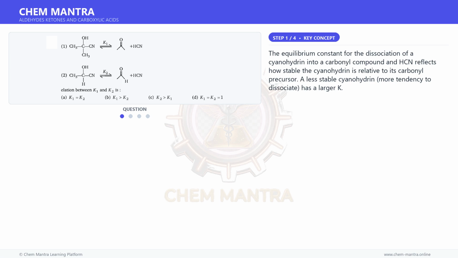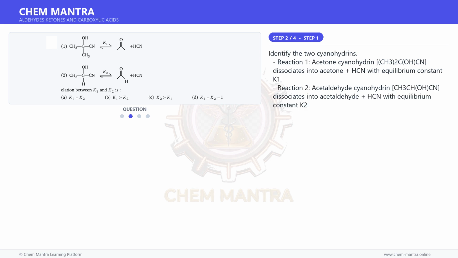The equilibrium constant for the dissociation of a cyanohydrin into a carbonyl compound and HCN reflects how stable the cyanohydrin is relative to its carbonyl precursor. A less stable cyanohydrin, with more tendency to dissociate, has a larger K.